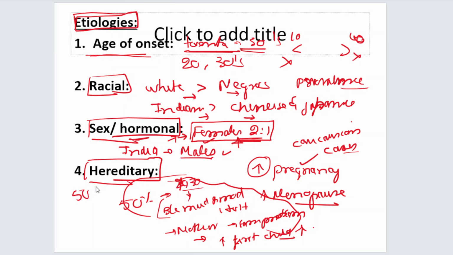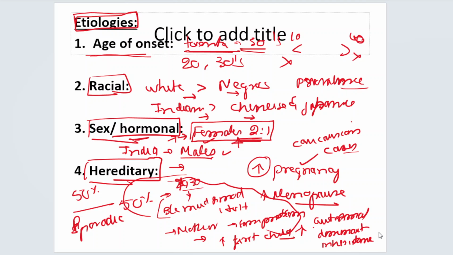So hereditary, 50% of the cases are hereditary. Rest of them are sporadic. This hereditary, it is called the autosomal dominant inheritance. We can see this autosomal dominant inheritance in hereditary.